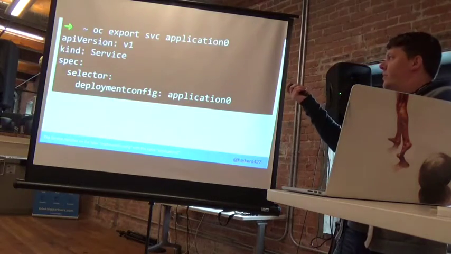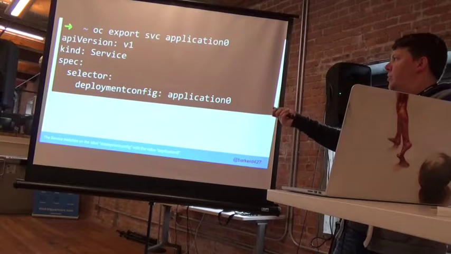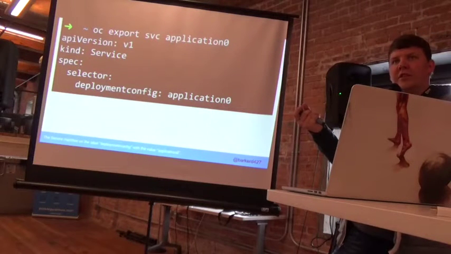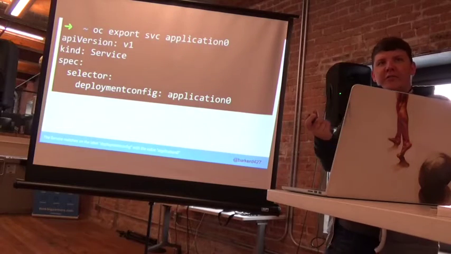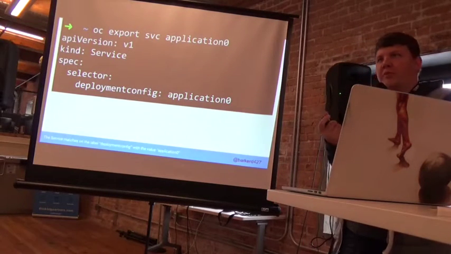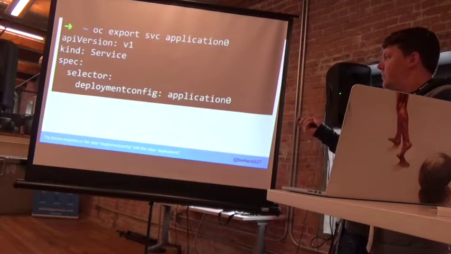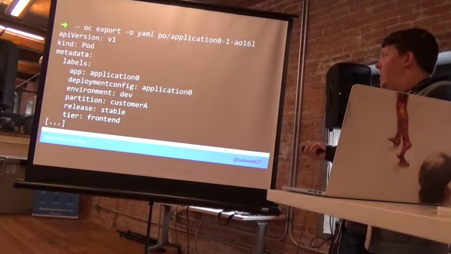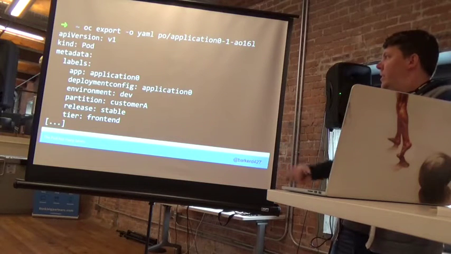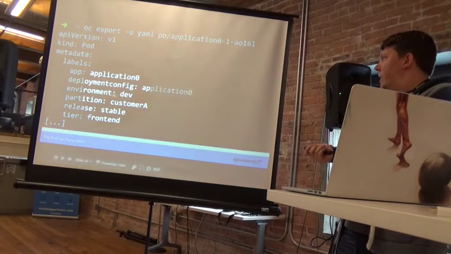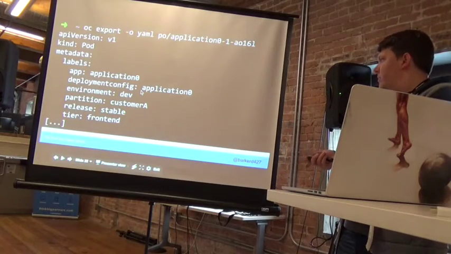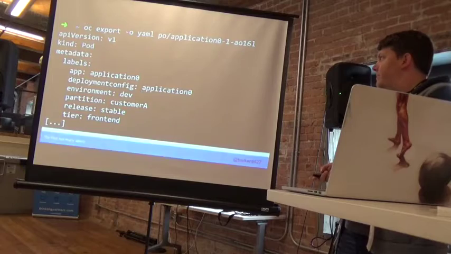And this is the service description. It's selected on deployment config, application 0. So that's going to be very specific. No other application should have that, so you're never going to get conflicts of you pointing at multiple different applications. And this is the pod description. And here you can see that there is actually the deployment config, application 0. And a whole bunch of other labels.